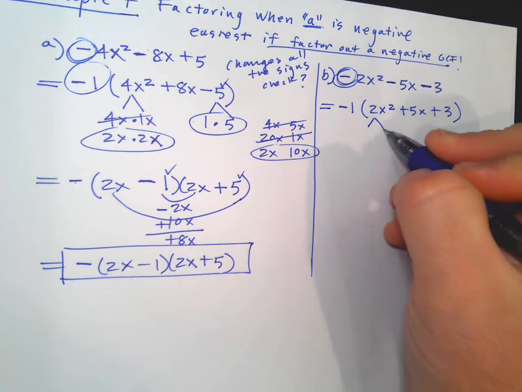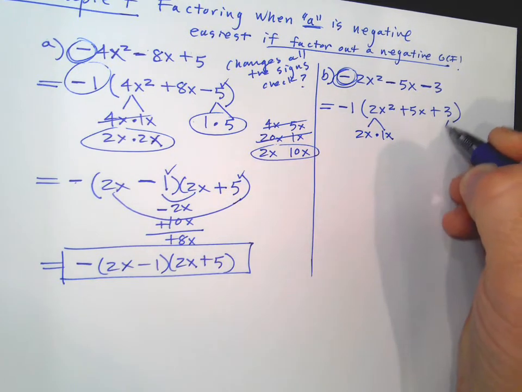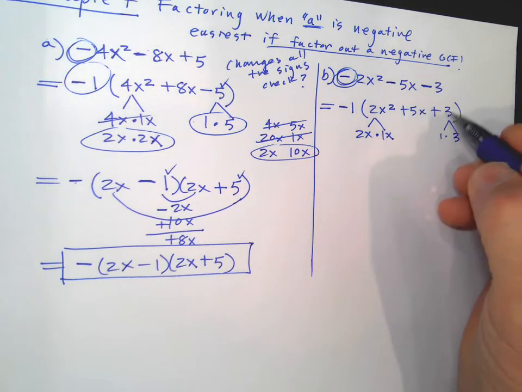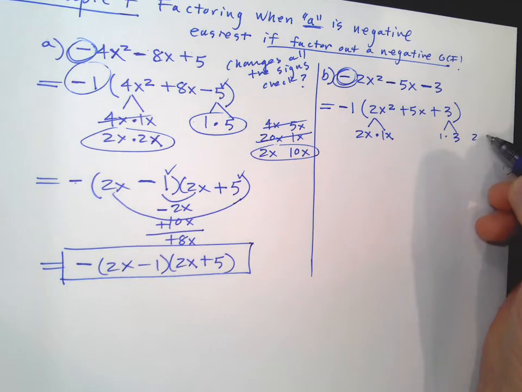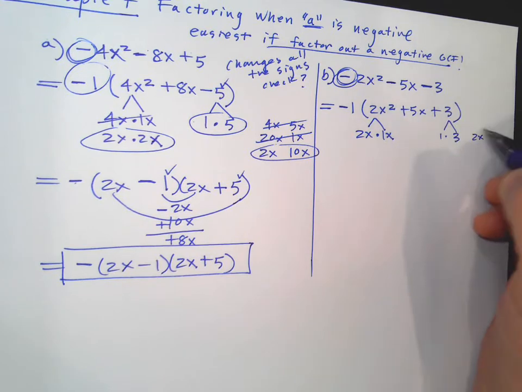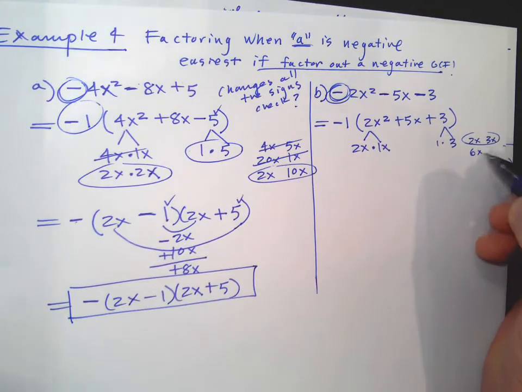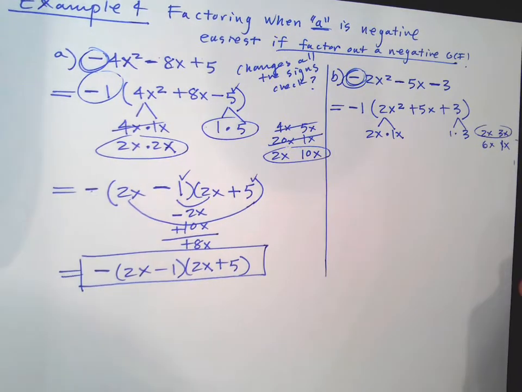Then we're going to look for the pairs of numbers. How can I get 2x squared? Well, 2x and 1x is the only way. How do I get 3? 1 times 3, only way. I want to get a 5x. We could see and make sure it's going to work. The 2x and the 1 is 2x. The 1x and the 3 is 3x. Since it's positive, they could both be positive, and we get 5x. Alternatively, you could do 2x and 3 is 6x, the 1x and the 1 is 1x, and that could be a possibility on the problem.